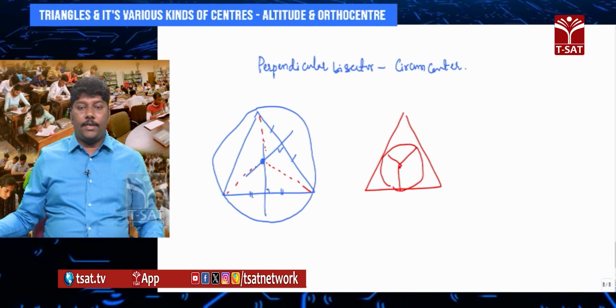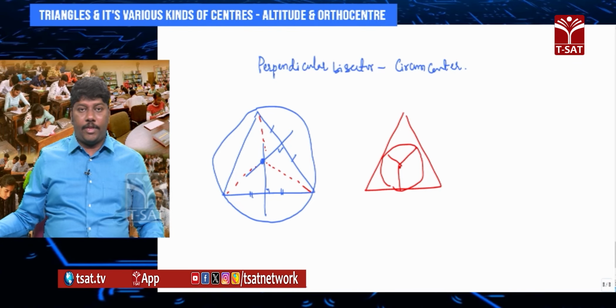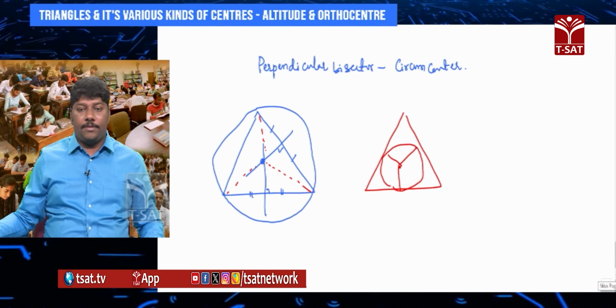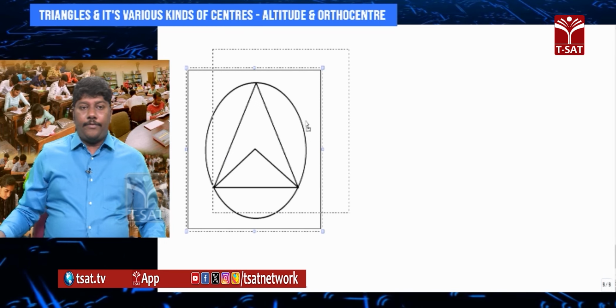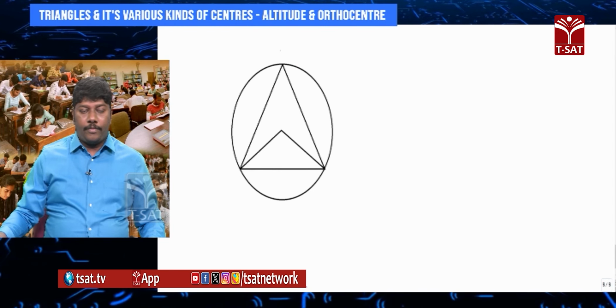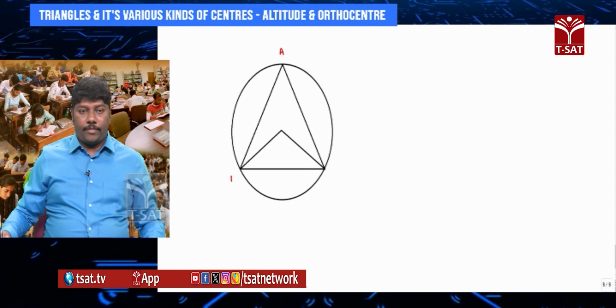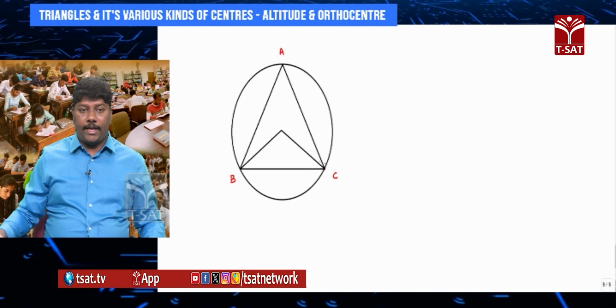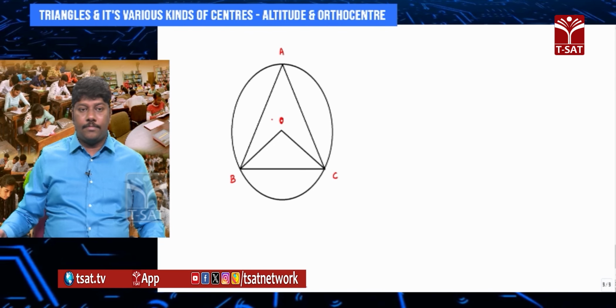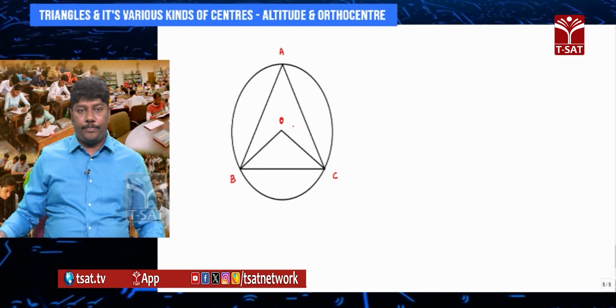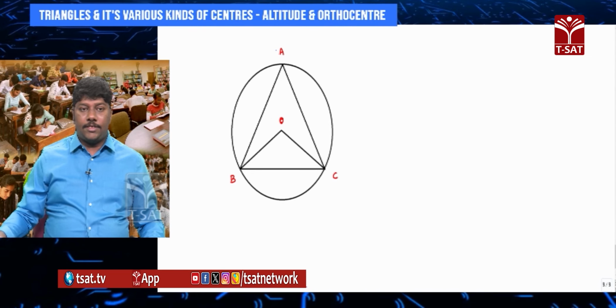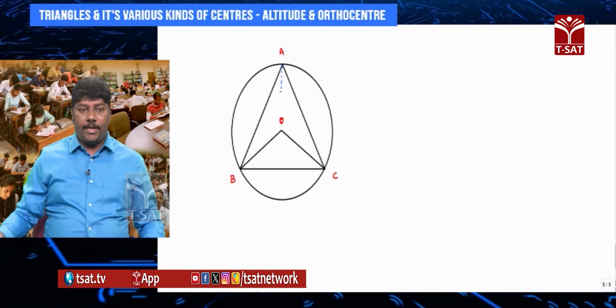Now, let me take a triangle inside a circle. Now, we will see what is the angle formed at the circumcenter. So, I have taken a circumcircle and a triangle and exactly I am looking for the angle which is formed at the circumcenter. Here O is the circumcenter. Just take an imaginary line here.